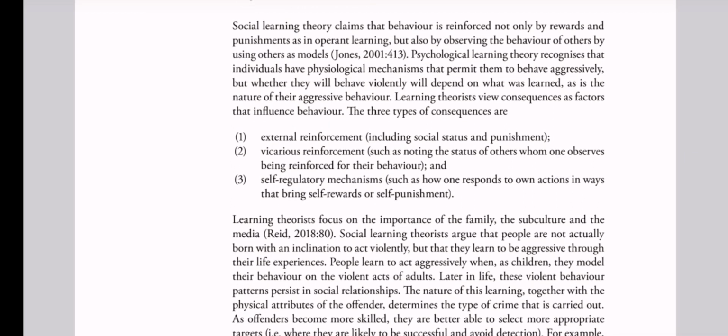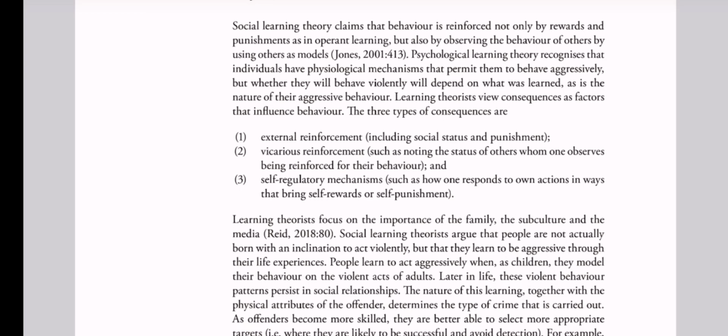Social learning theory claims that behavior is reinforced not only by reward or punishment, as in operant learning, but also by observing the behavior of others and using others as models. Psychological learning theory recognizes that individuals have psychological mechanisms that permit them to behave aggressively, but whether they will behave violently will depend on what was learned as the nature of their aggressive behavior.